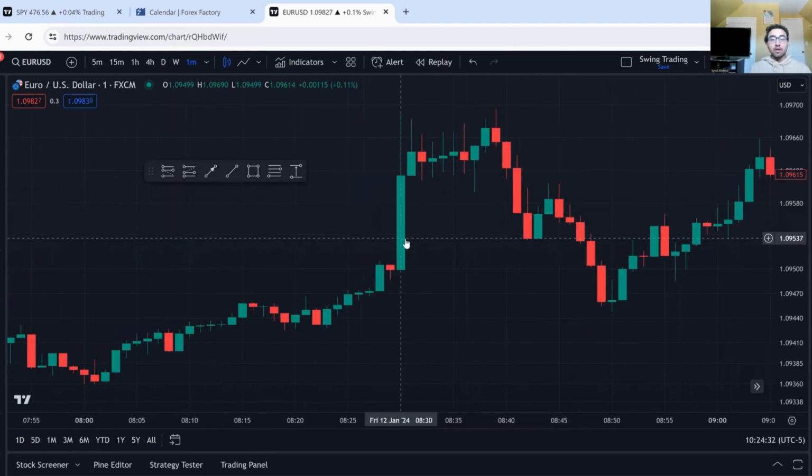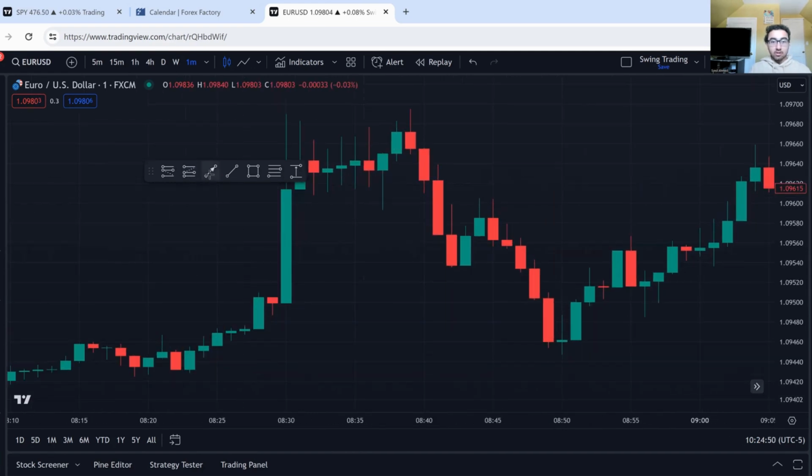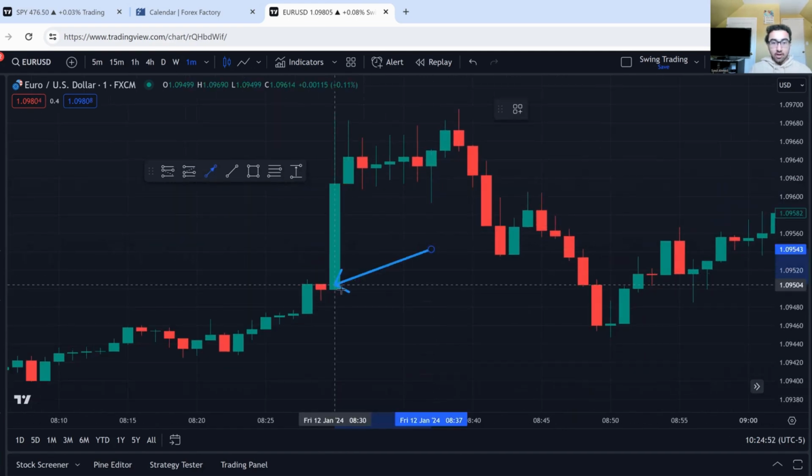Let's go into this candle. Every single candlestick is going to have 4 things. It's going to have the open, the high, the low, and the close: OHLC. In a bullish candle, the open is where the body starts from, and the close is where the body ends. So in this large green candlestick, this right over here is the open, and this is the close.